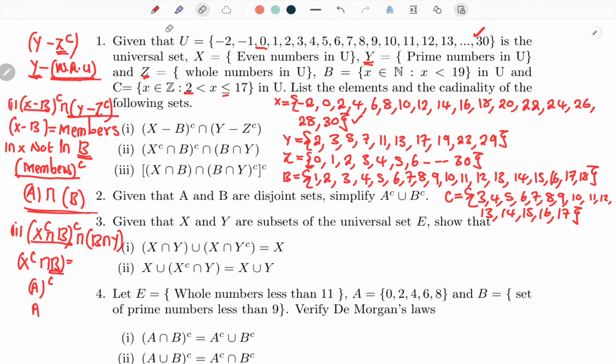Okay? I'm just giving examples here. You're supposed to have values. Now, these values that you're going to remain with after you remove A complement, you intersect them with B intersection Y. So B intersection Y, what are you going to get? Let's say the set you're going to get is B.